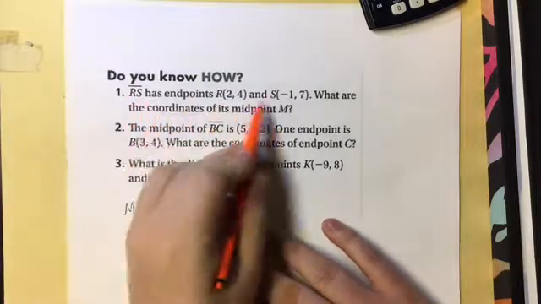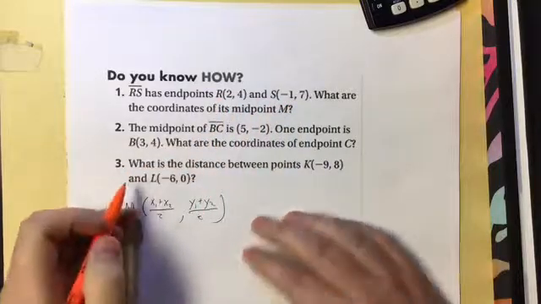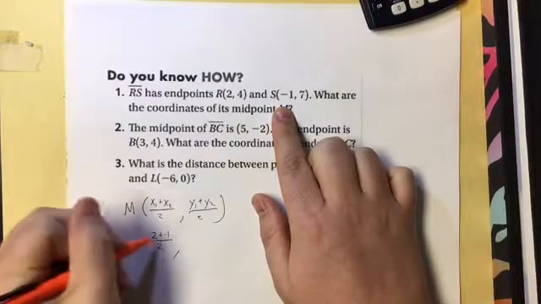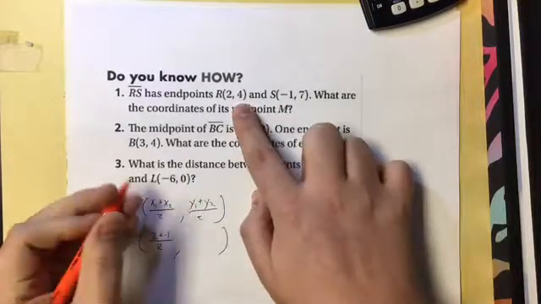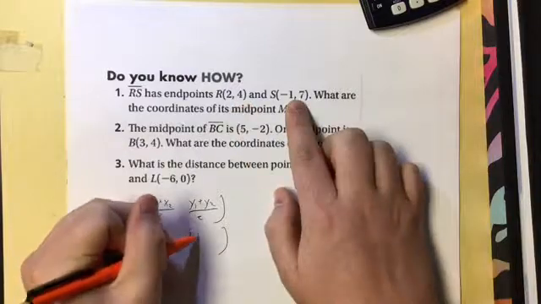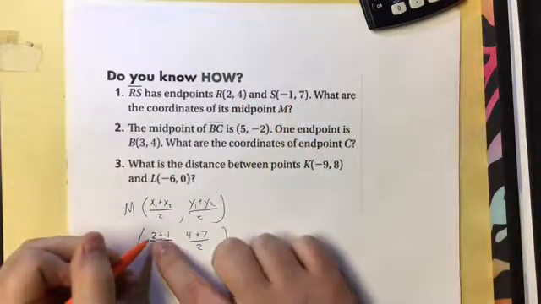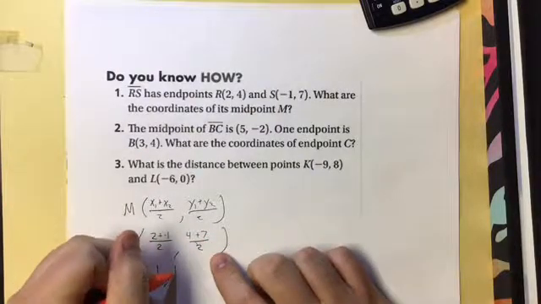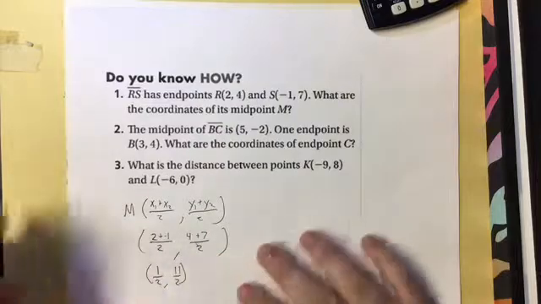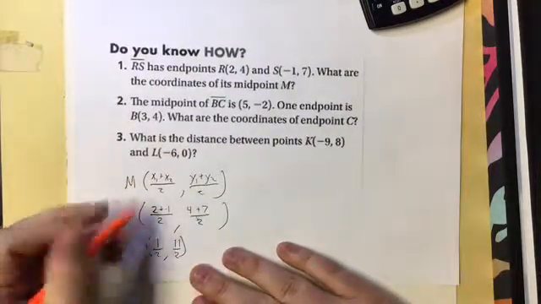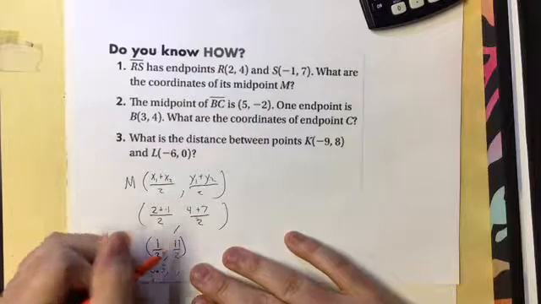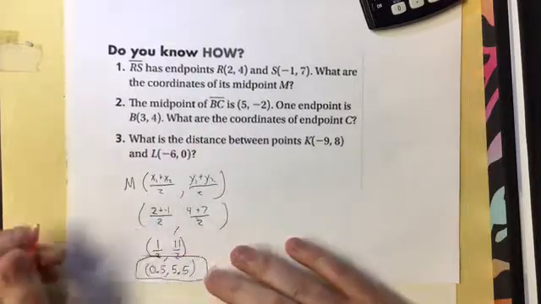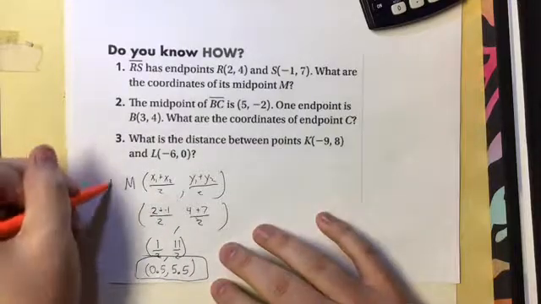So here they give us both endpoints, so we just plug them in. x1 plus x2 over 2, y1 plus y2 over 2, 2 plus negative 1 is 1 over 2, 4 plus 7 is 11 over 2. There it is as a fraction. As decimals, 1 divided by 2 is 0.5. 11 divided by 2 is 5.5. So there is our answer to number 1.